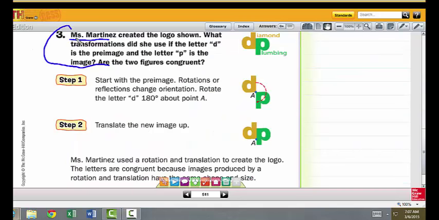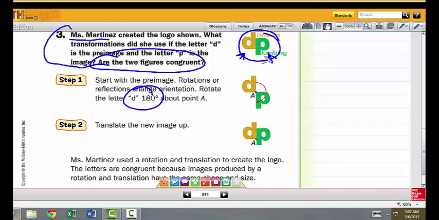Problem number 3, Ms. Martinez created the logo shown, this logo right here. What transformation did she use if the letter D, right here, is the pre-image and the letter P is the image? Are those two figures congruent? So we can start with the pre-image. Rotations or reflections change the orientation. Rotate the letter D 180 degrees about point A.